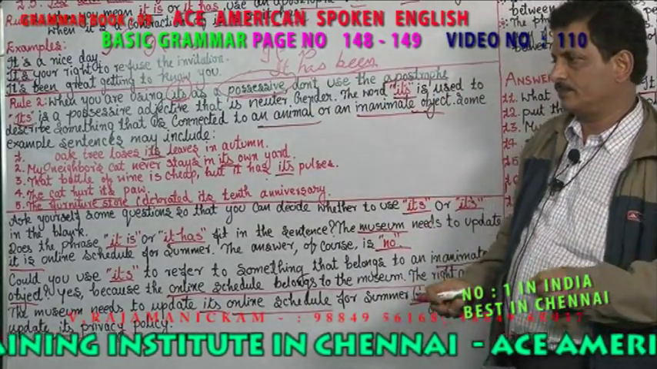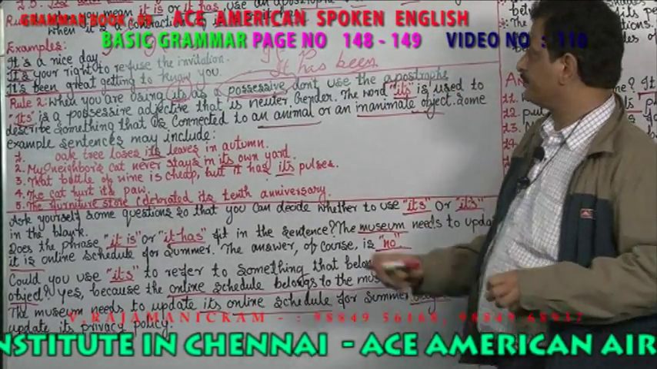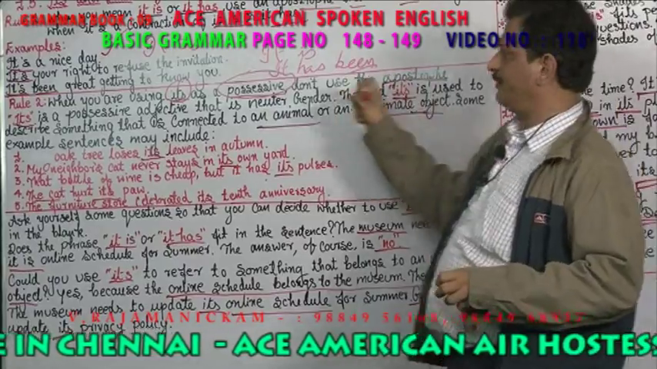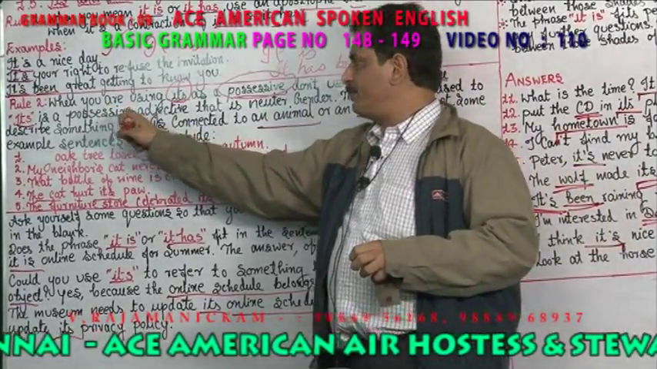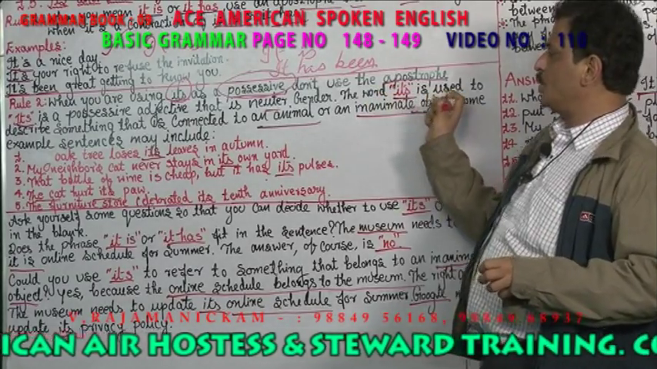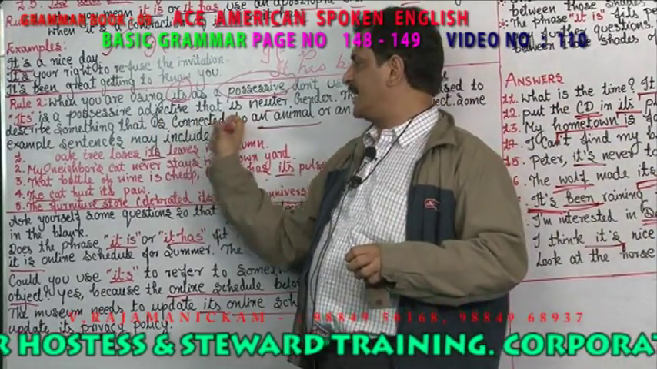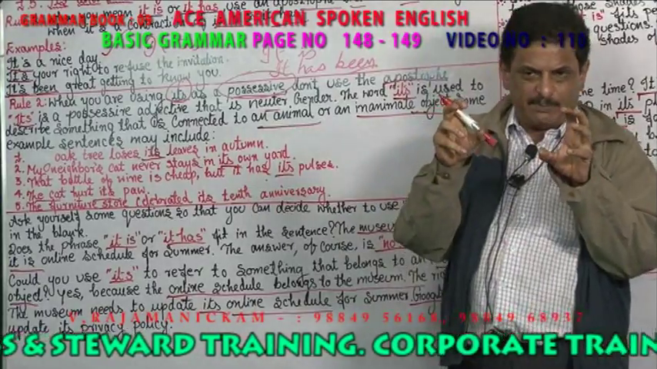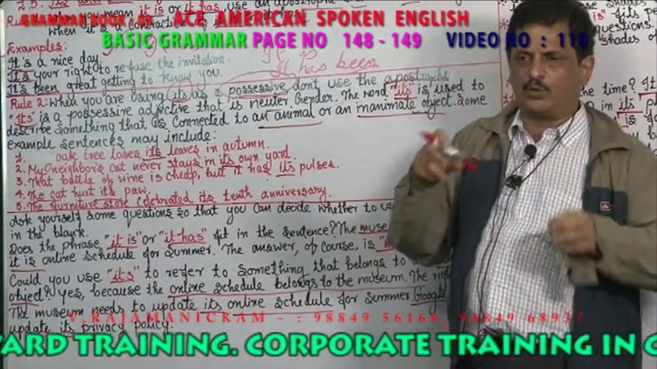Possessive: don't use the apostrophe. It is a possessive adjective that is neuter gender. The word "its" is used to describe something that is connected to an animal.